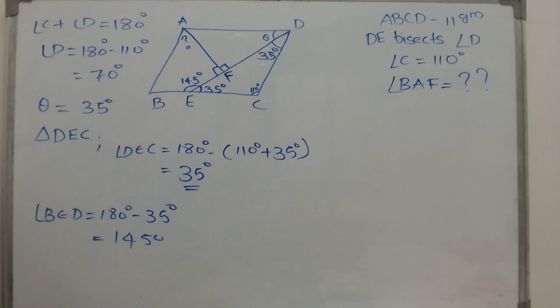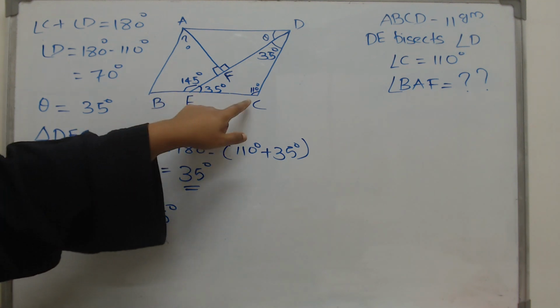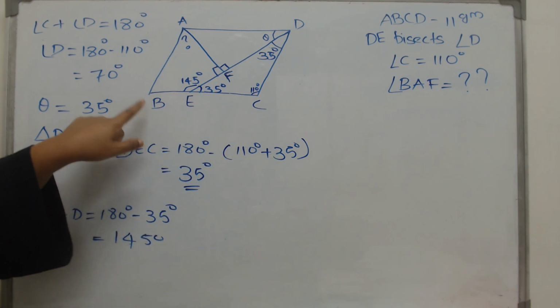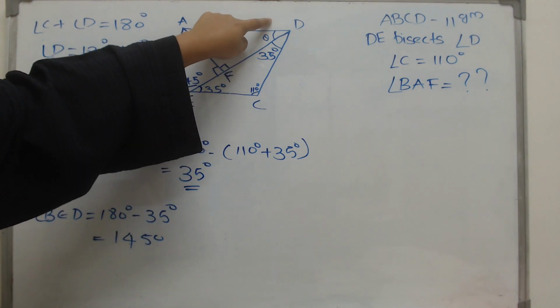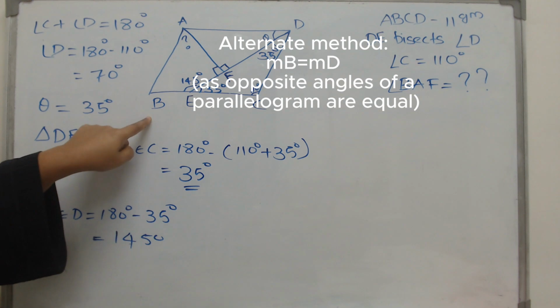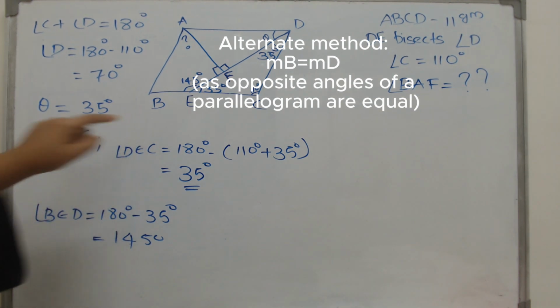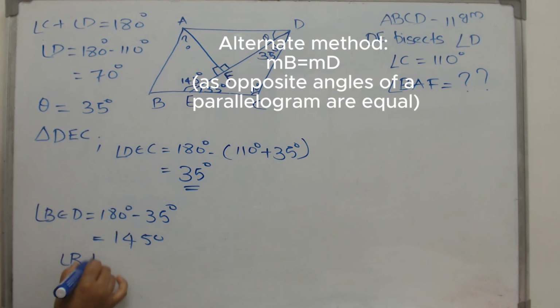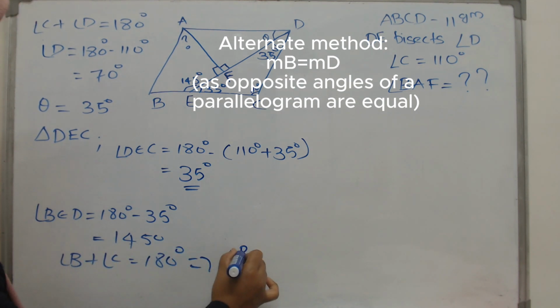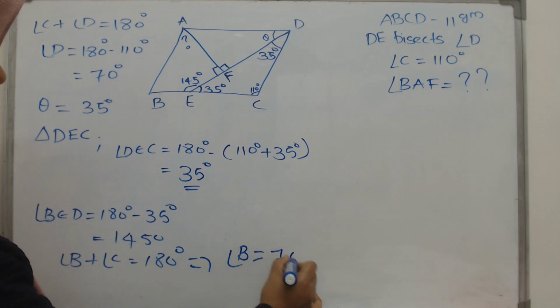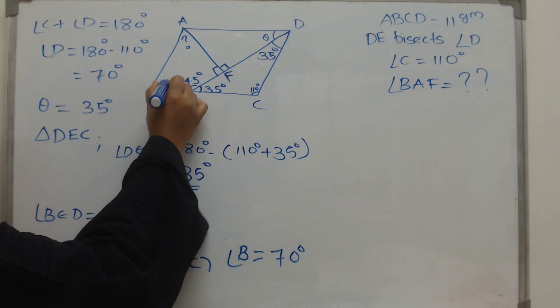What do we know about the angles of a parallelogram? The sum of the adjacent angles is 180 degrees. Here C plus D is 180 degrees, C plus B is also 180 degrees, which means angle B plus angle C is 180. So therefore angle B is 70 degrees there.